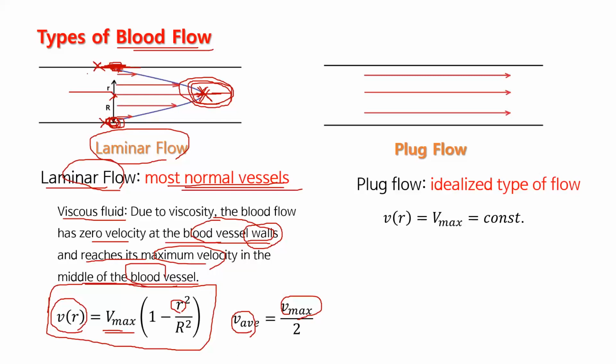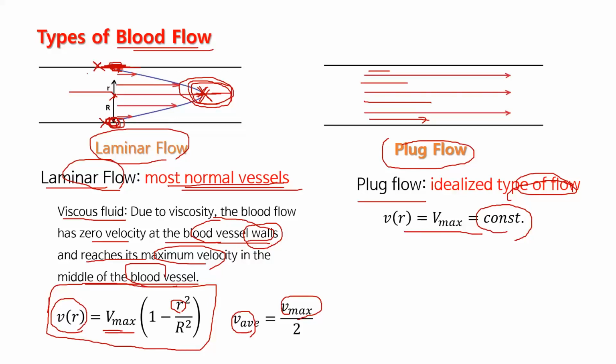And this shows the plug flow. Plug flow is an idealized type of flow. So everywhere the velocity of blood is the same, so constant. This is not actually practical, but it's an idealized type of flow.